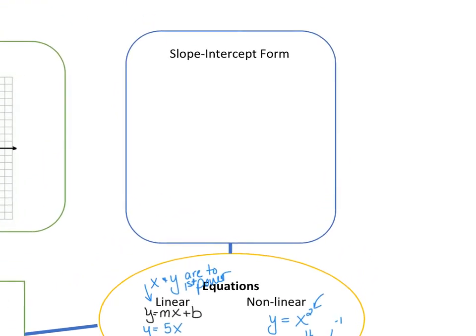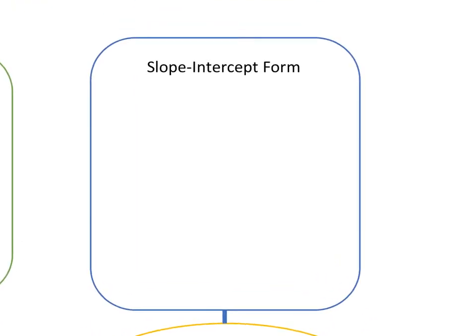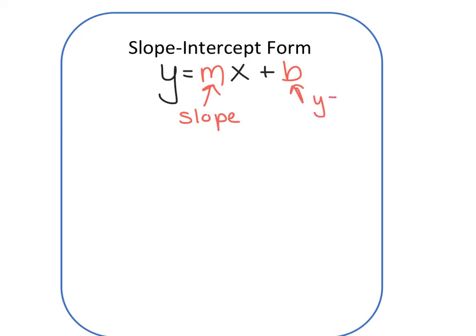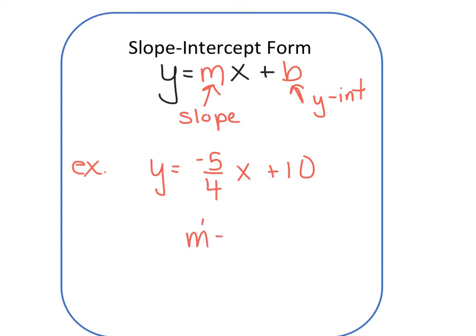Which now leads me into slope-intercept form, which is my personal favorite form of a line. And I did mention it already. It's when we have an equation where it's y equals mx plus b, where m is known as your slope, as we already talked about, and b is your y-intercept, the place where it crosses the y-axis. So an example to show you would be y equals negative 5/4 x plus 10. So m is negative 5/4 and b is positive 10.